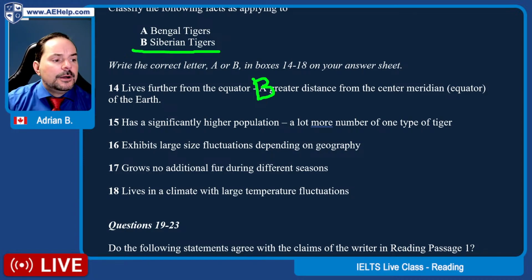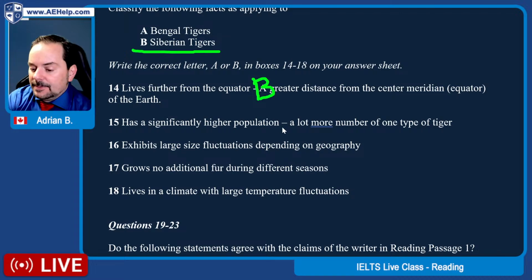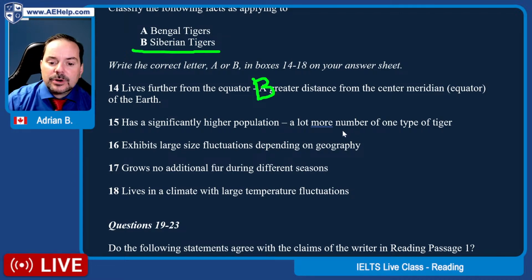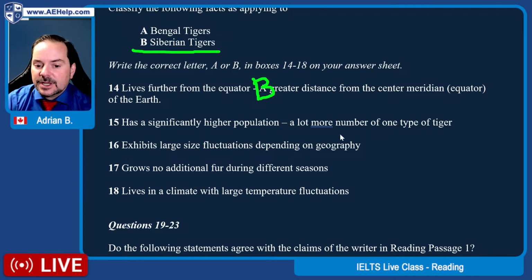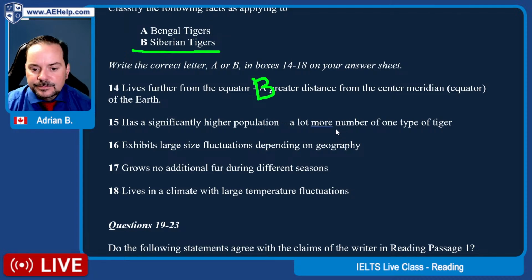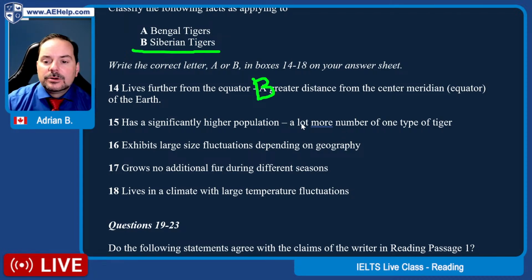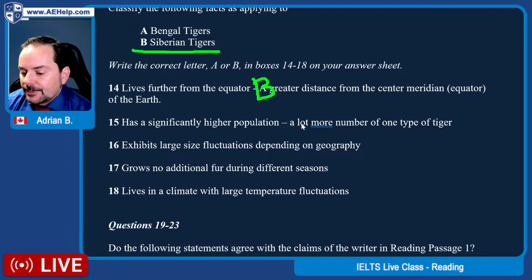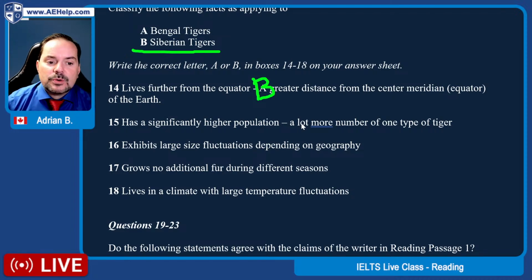Okay, next one, has a significantly higher population. So there are a lot more of one type of tiger. Which one is there more of? The Bengal or the Siberian? Now, this one too, it was very visual. And here's a bonus question, everybody. So a lot of you got it. The Bengal is more.